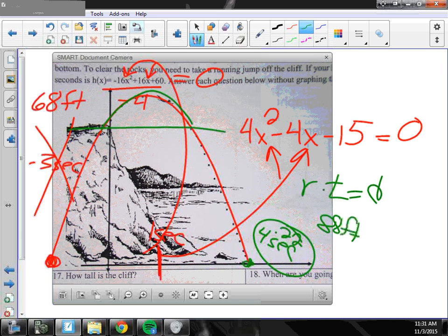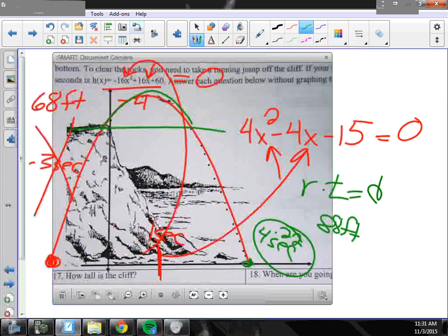Now, none of those numbers are right. You're going to have to figure out what the numbers are. 4 seconds is the root. Well, whatever the root is for the original equation tells you how long you were in the air. Okay. All right, turn the page.